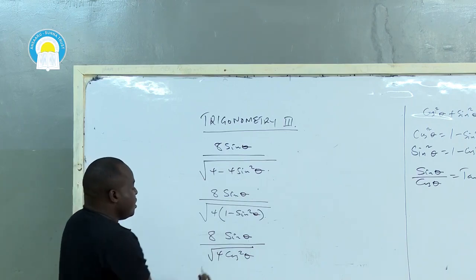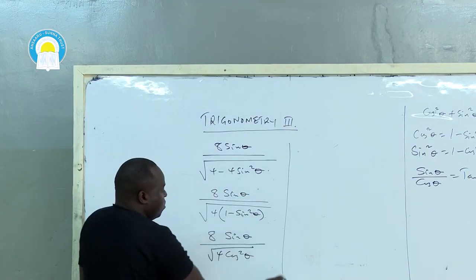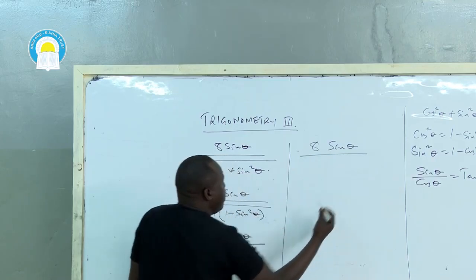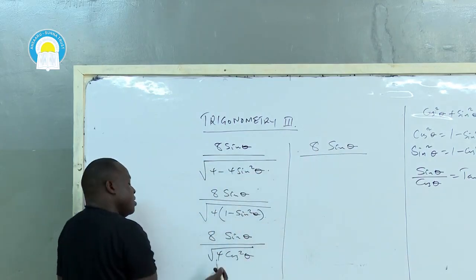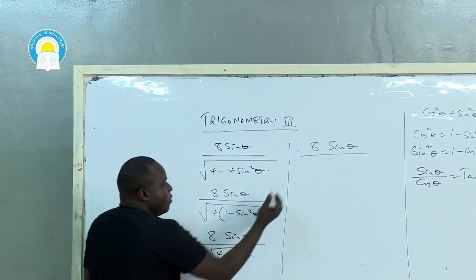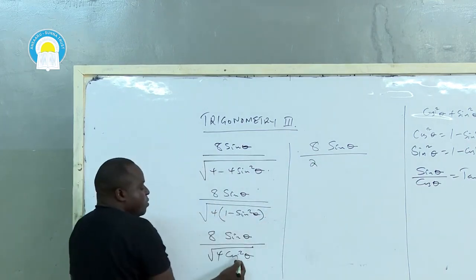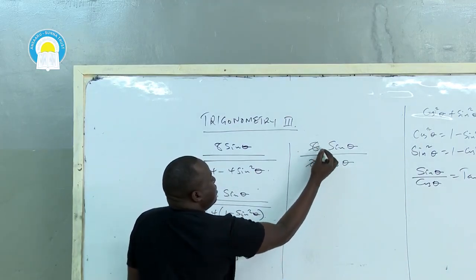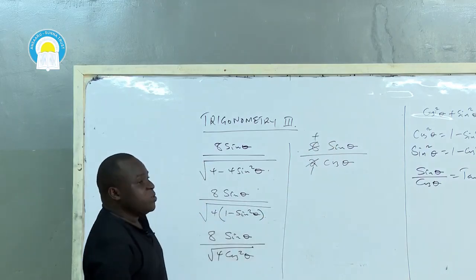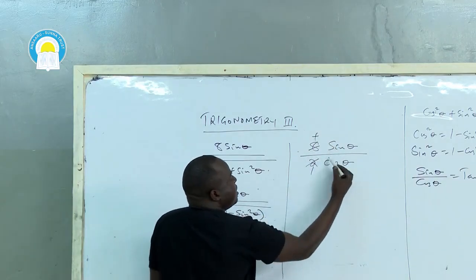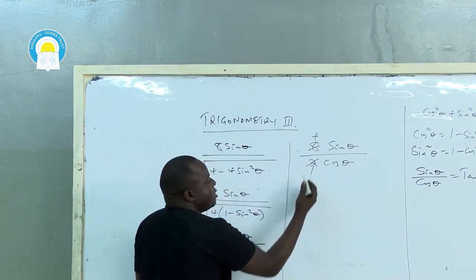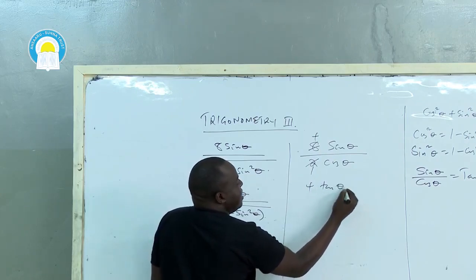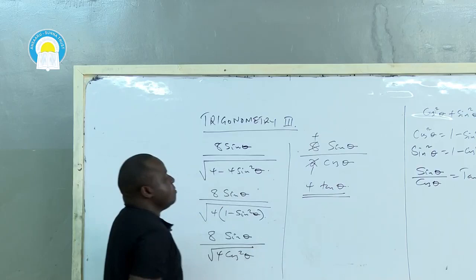So then from this, I simplify this further, which will give me 8 sine theta over, that's the numerator, then the denominator, square root of 4 is 2. Square root of cos squared theta is cos theta. Again, 8 divided by 2 is the same as 4. But there is sine theta over cos theta, which is the same as tan theta. So the final answer for this should be 4 tan theta. That is it.